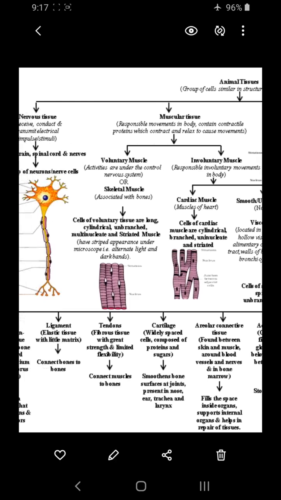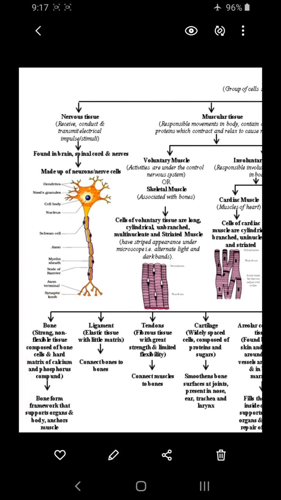Next is the nervous tissue. Nervous tissue receives, conducts and transmits electrical impulse stimuli. These are found in brain, spinal cord and nerves.